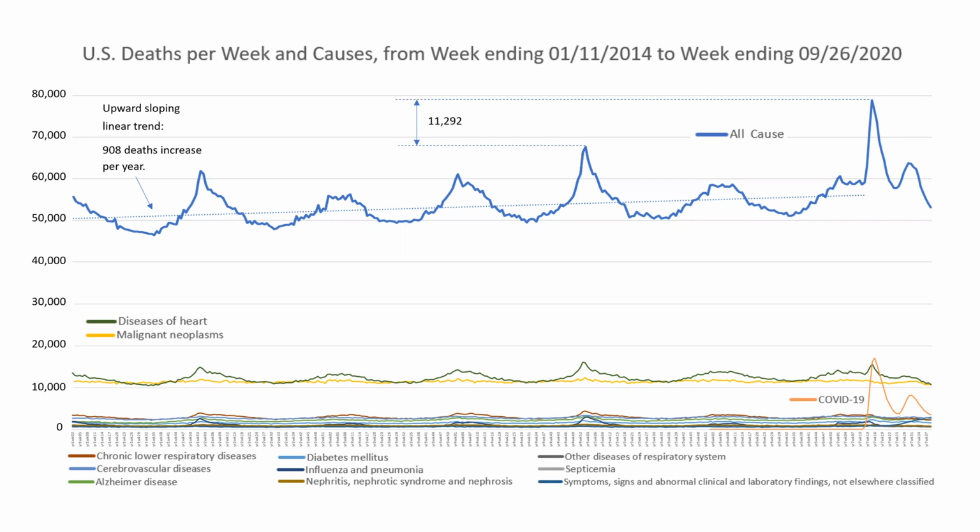Okay, so we're going to zoom in on those next, but we see these seasonal highs and lows. What else do we see? I plotted on the blue line, on the all death, all cause, a linear trend, because we do see a statistically significant upward sloping trend. So we have an average of 908 deaths increase per year according to that trend.